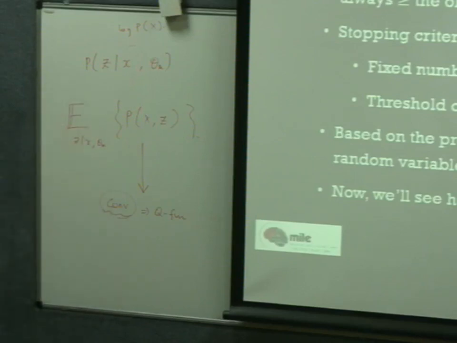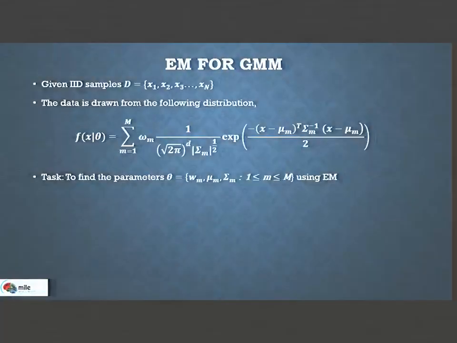So we have seen that this is the GMM's density function, with m mixtures, where omega m is the weight, and mu m and sigma m are the means and covariance of each of the mixtures.